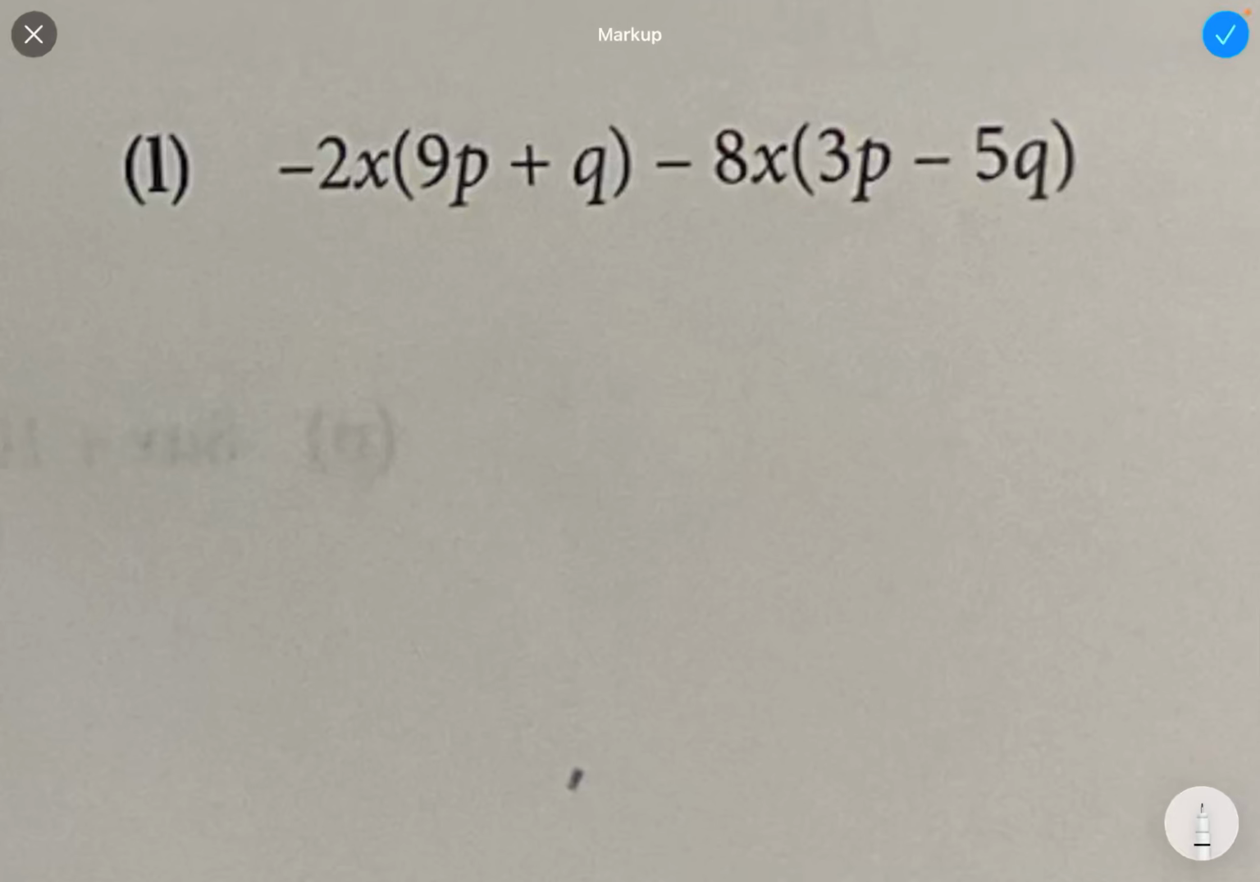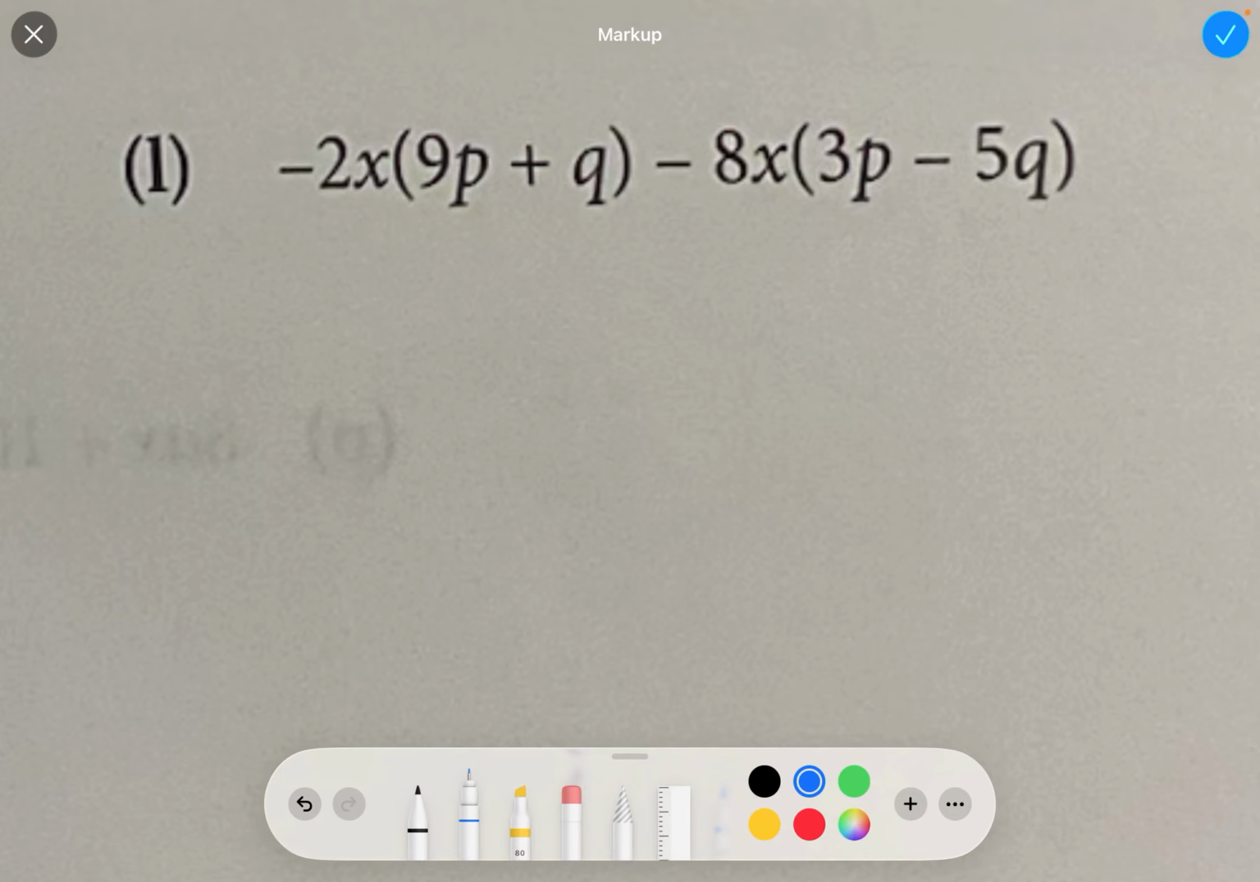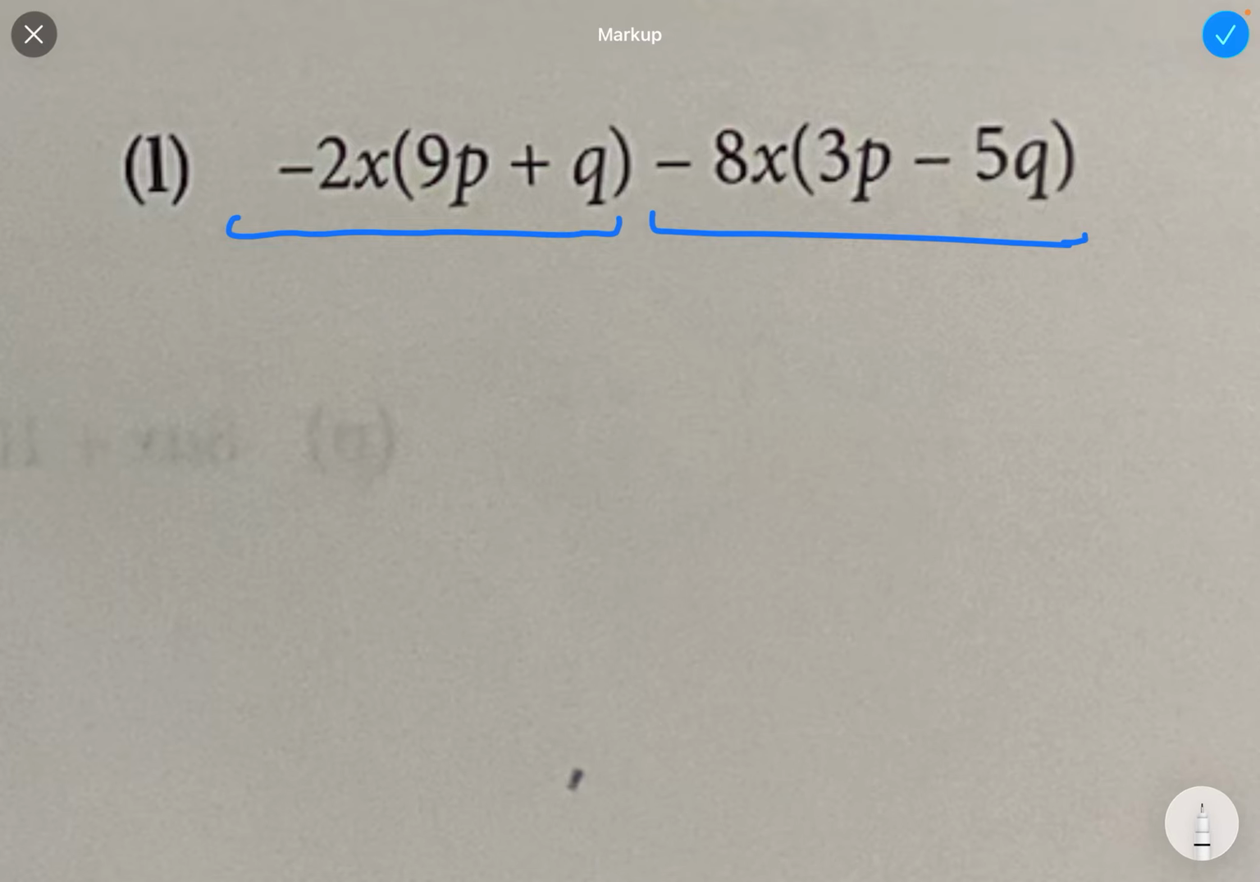Identify. Here is multiplication. Here is multiplication. So this is actually two terms. The first term is here. The second term is here. Then out of the two terms, common is negative 2x. Negative is common. Both 2 and 8 can divide by 2. Then got the x also common.